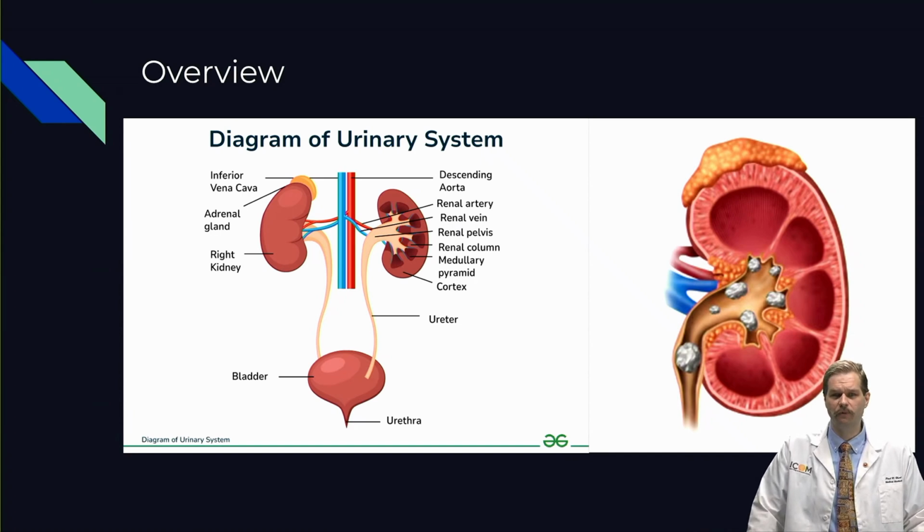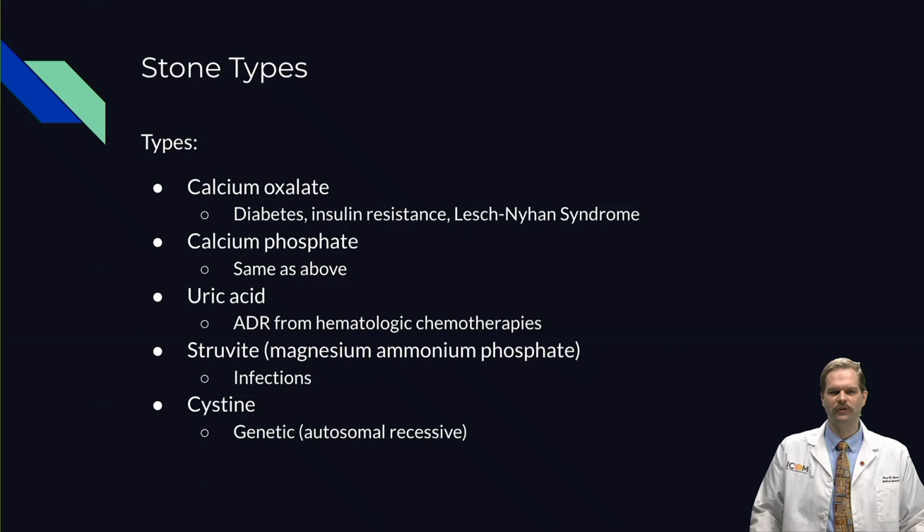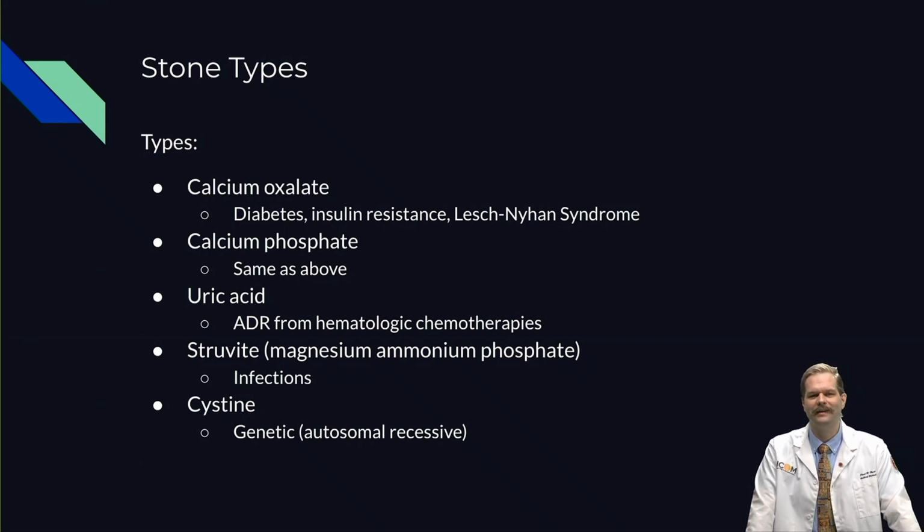Patients may not present with any signs or symptoms, or they may arise in conjunction with complications from irritation or movement of kidney stones out of the renal pelvis and into the ureters. There are 5 general stone types: calcium oxalate, calcium phosphate, uric acid, struvite, and cysteine. Calcium oxalate and calcium phosphate are the most common stone forms, and they are associated with diseases such as diabetes, insulin resistance, and Lesch-Nyhan syndrome.